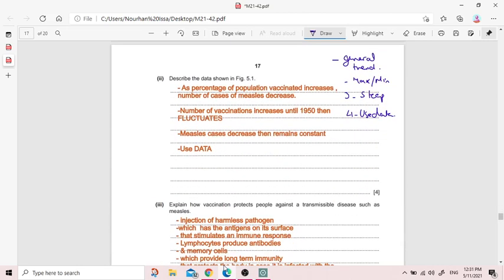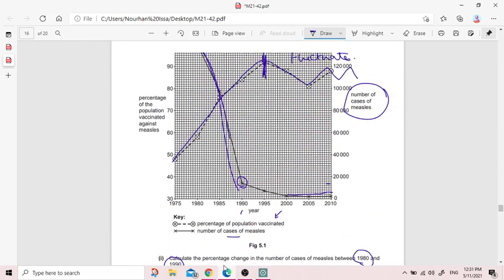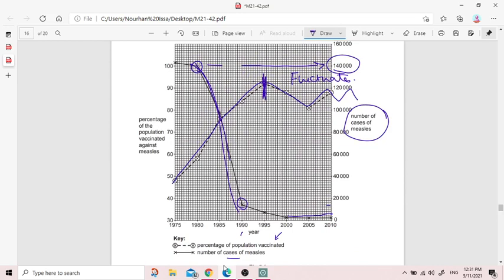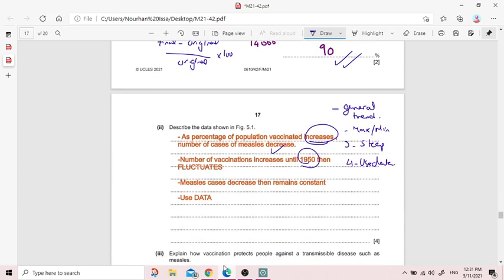So what are the descriptions that we wrote? Number 1, as the percentage of population vaccinated increases, the number of cases of measles decreases. The vaccinations increased until 1950, and then it fluctuates. While the measles cases decrease and then remain constant. What is the 4th mark?